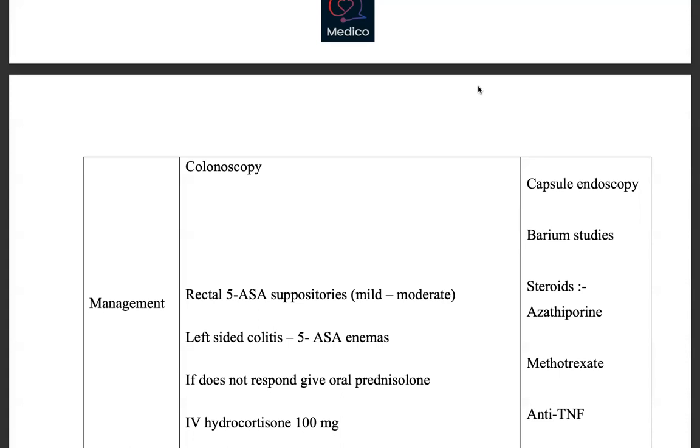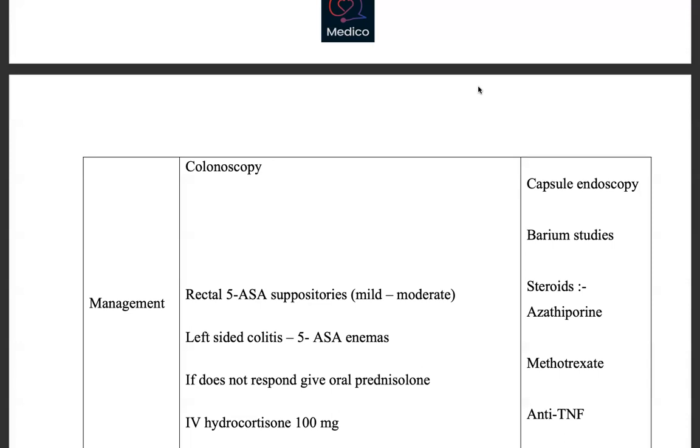Okay, so first of all, let's look at the management of Crohn's disease. In Crohn's disease, the aim of the management is to induce and then maintain the clinical remission. By doing this, you're going to achieve mucosal healing to prevent complications.